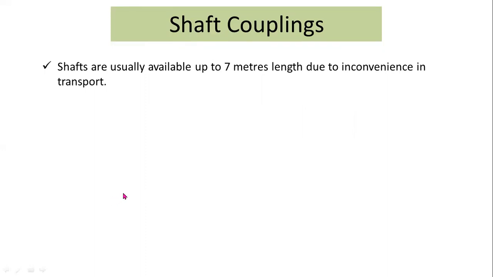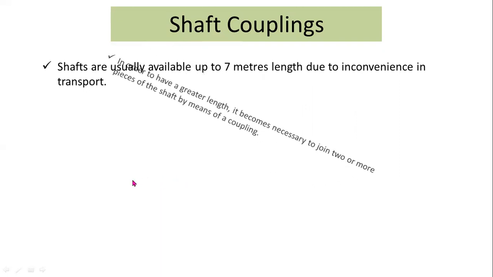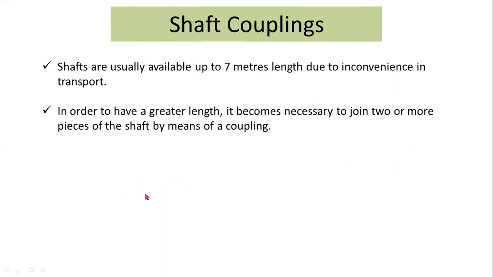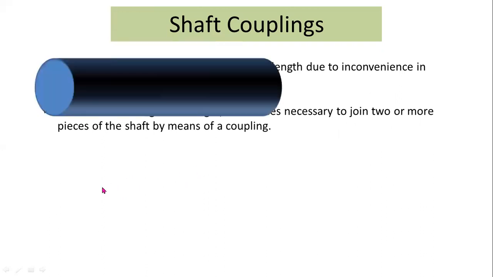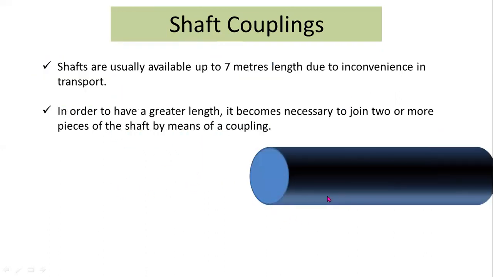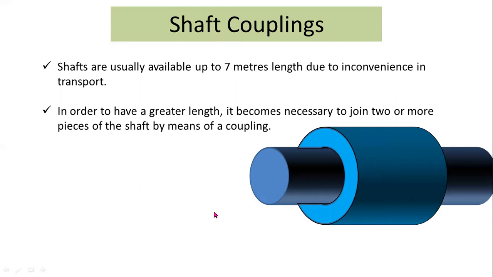Shafts are usually available up to 7 meters length due to inconvenience in transport. In order to have a greater length, it becomes necessary to join two or more pieces of the shaft by means of a coupling. This is a shaft. This is a coupling. For joining two shafts, we are using a coupling.